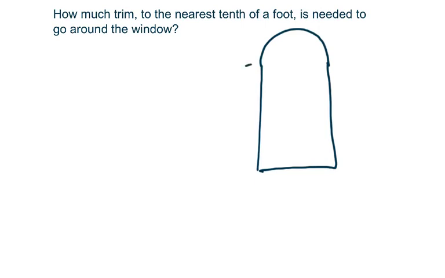And I'm going to tell you the window is 8 feet tall here, 6 feet tall here. So we need how much trim, to the nearest tenth? We're talking about trim. So trim tells me right away we're talking about perimeter.